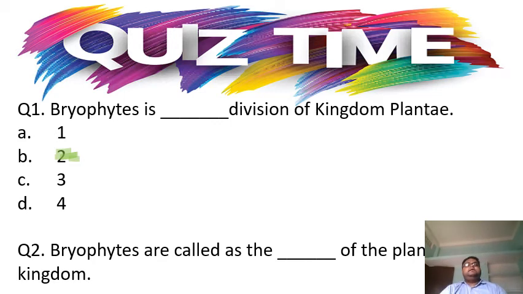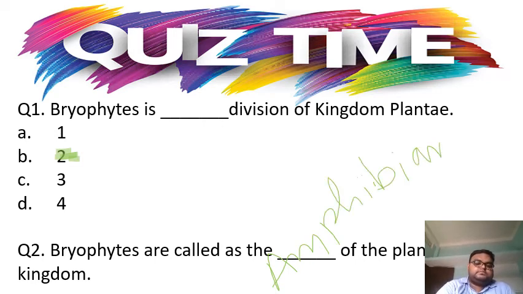Okay, students? The second question is: bryophytes are called the dash of the plant kingdom. What should we fill in this dash? Yes, students, we will fill in amphibians, isn't it? Bryophytes are called the amphibians of the plant kingdom. Okay, students? So now let's proceed ahead.